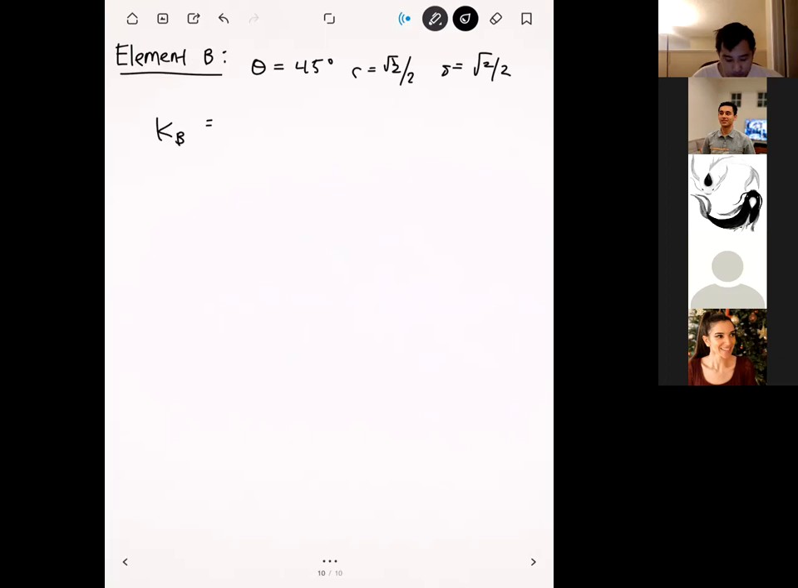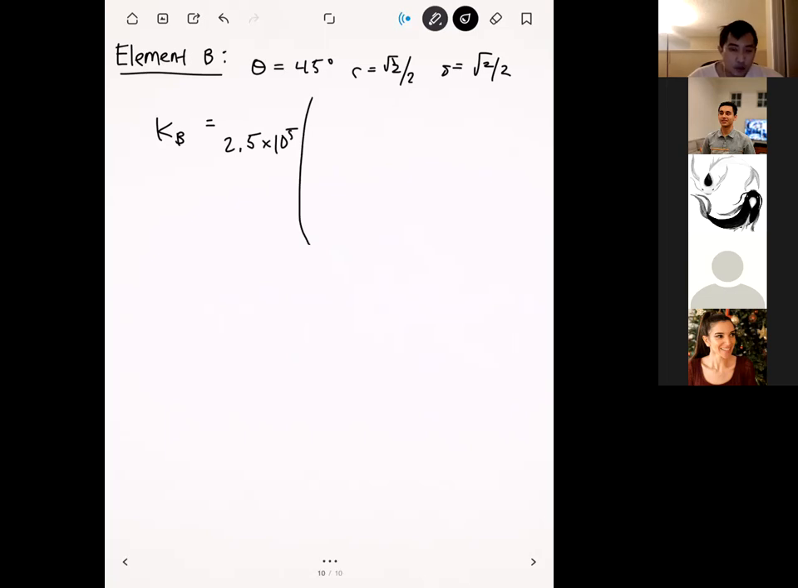And so we have KB is equal to. First thing we have to do is the spring constant, right? And so we're not going to do AE over L because this is a spring. And so our spring constant was 250,000 pounds per inch. And so this is going to be 2.5 times 10 to the fifth.